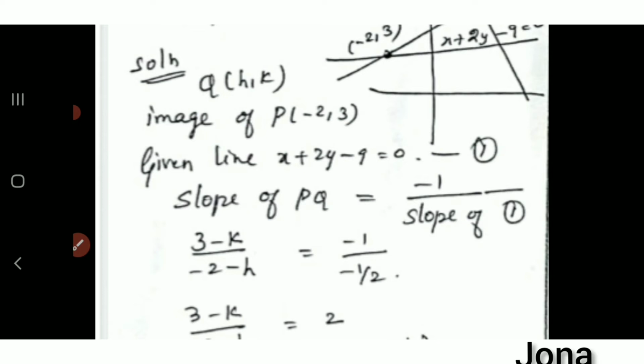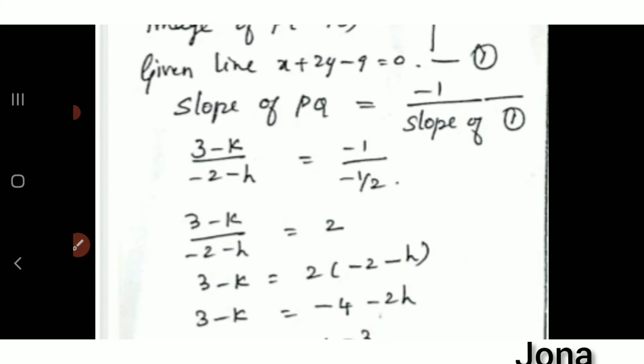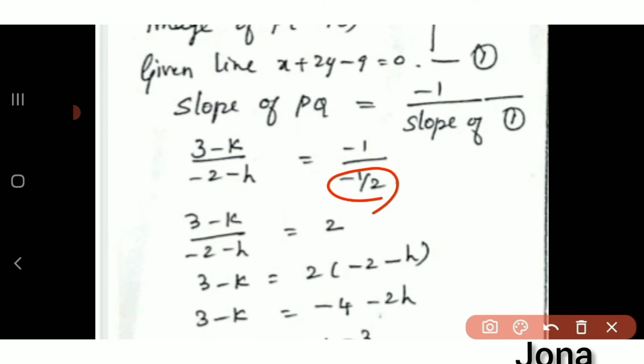The slope of the given line is m. Perpendicular slope is nothing but minus 1 by the slope of equation 1. Therefore we have minus 1 by the slope of the equation, which is minus 1 by 2, since slope is minus coefficient of x by coefficient of y, isn't it? Okay, and the slope for PQ is nothing but 3 minus k divided by minus 2 minus h. Two points are given, so y2 minus y1 by x2 minus x1. If you simplify this, we have 3 minus k by minus 2 minus h equal to 2.